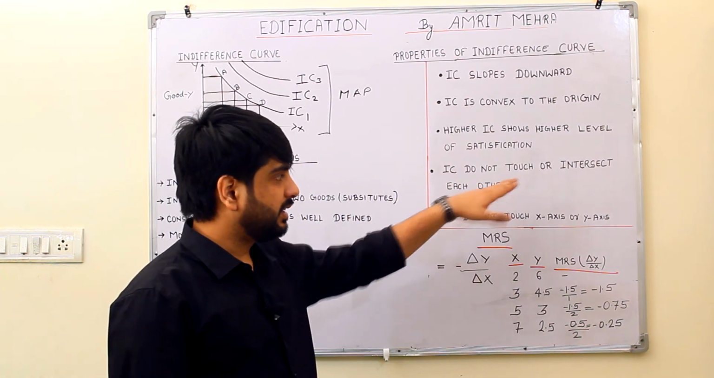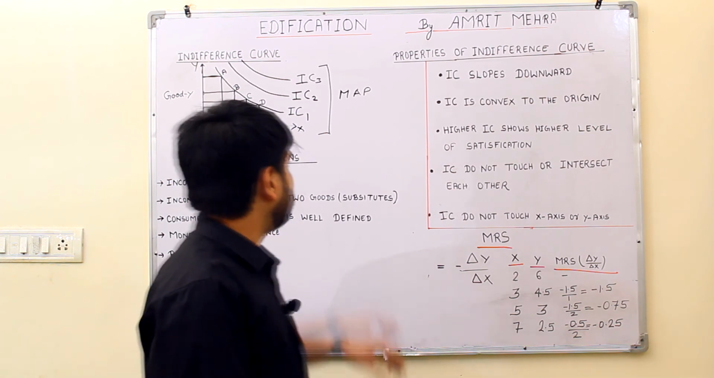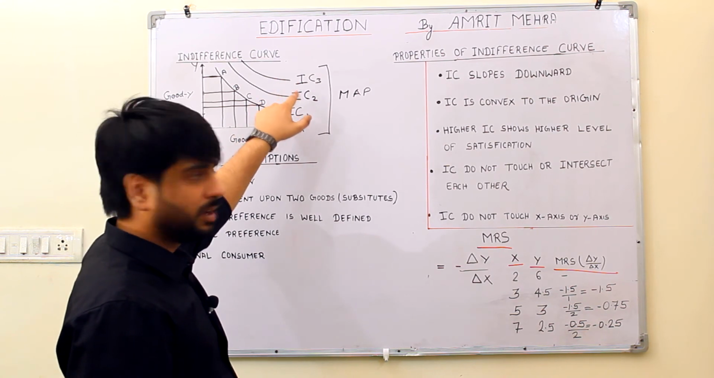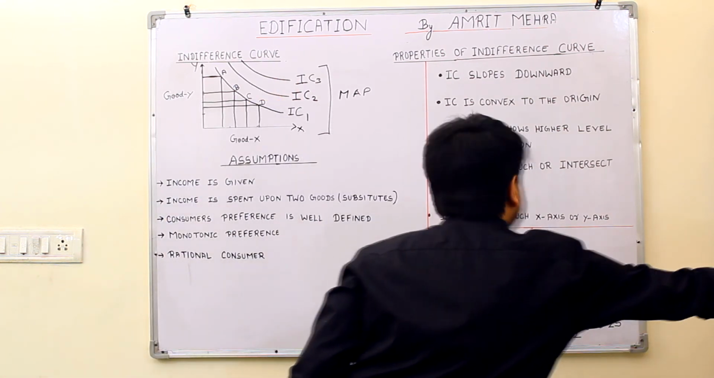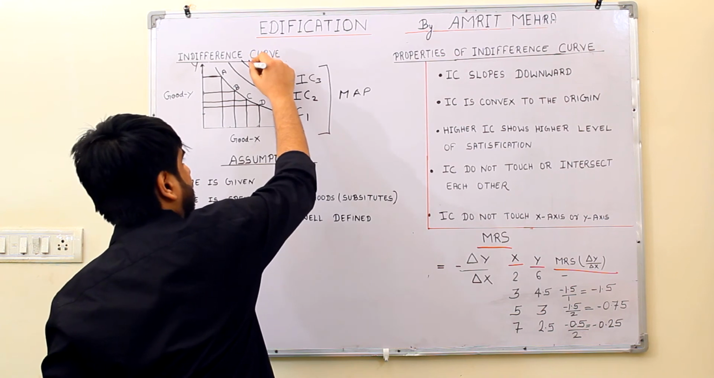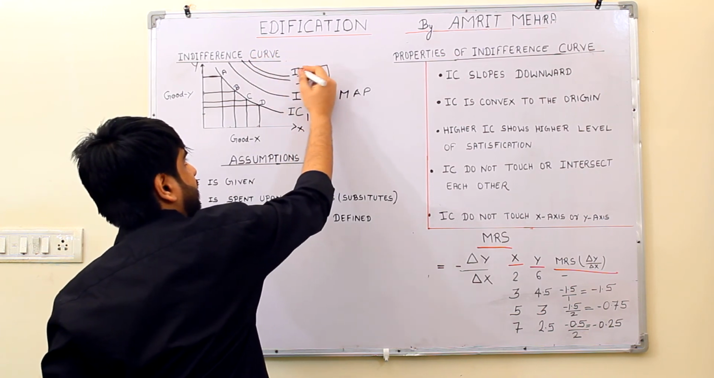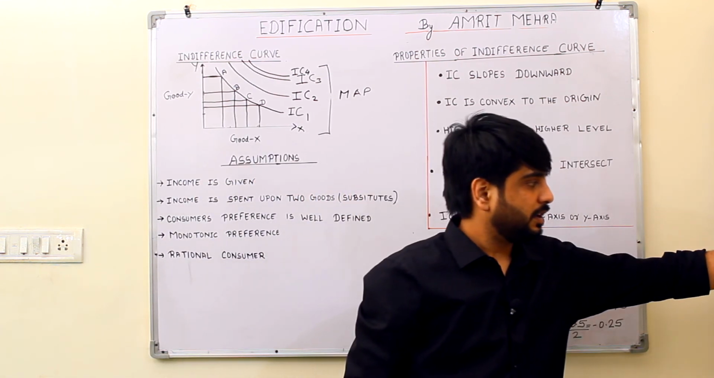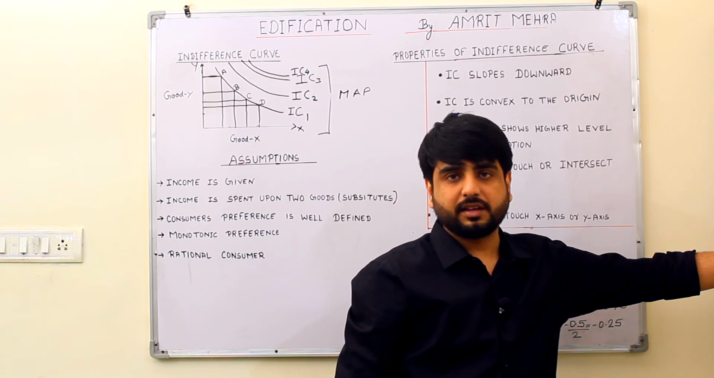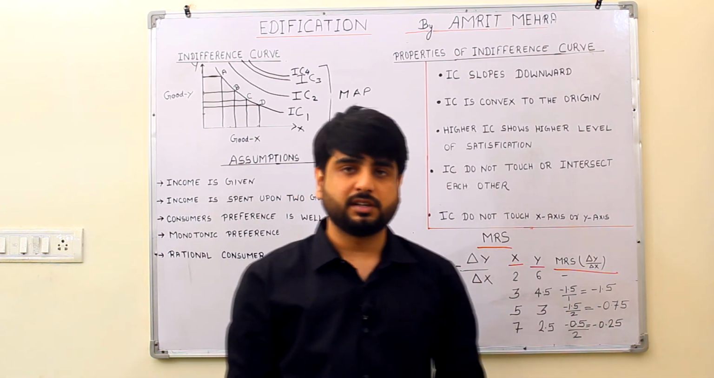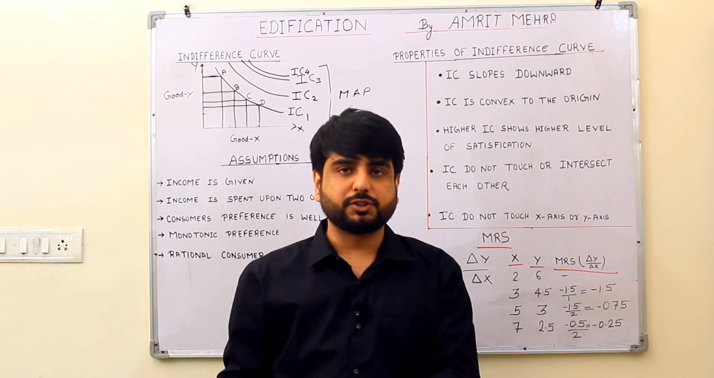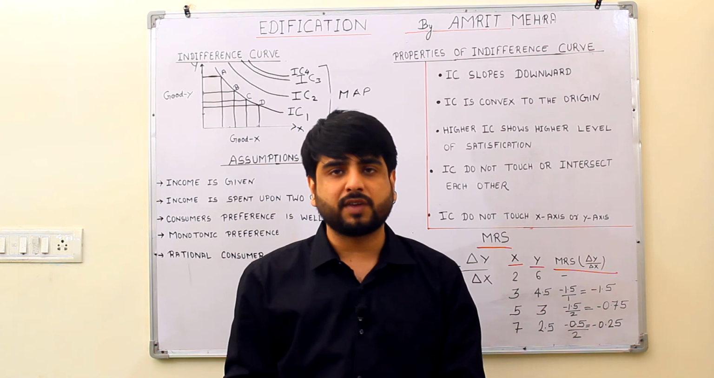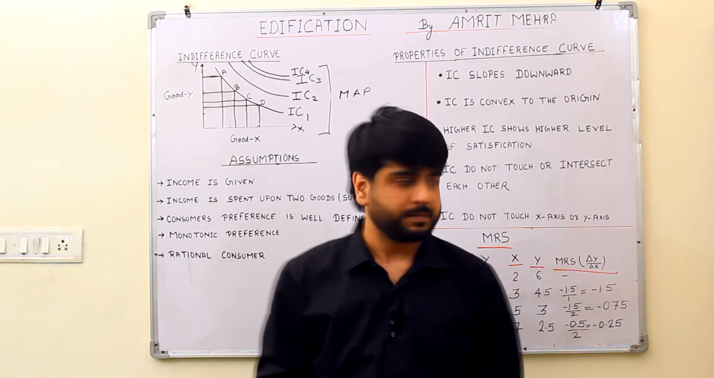IC do not touch or intersect each other. They can be closer to each other. IC1, IC2 and IC3, I can plot them much closer to each other. Let's say I plot IC4 very close to IC3, but they are not supposed to intersect. Because if they intersect, then after the point of intersection, the part which was showing you higher satisfaction will start showing you lesser satisfaction, which is practically not possible.